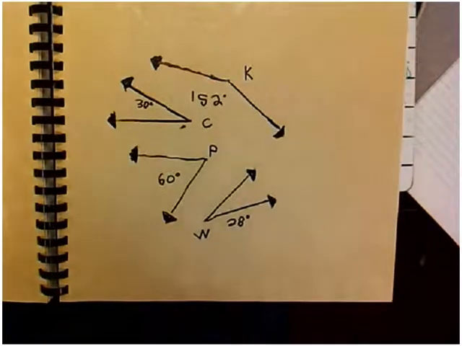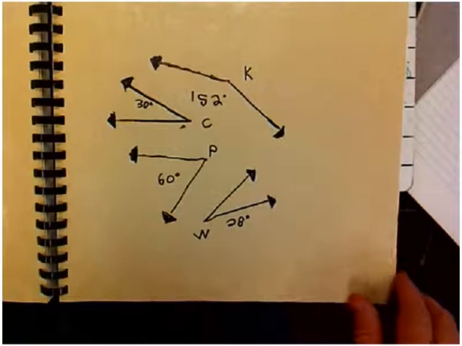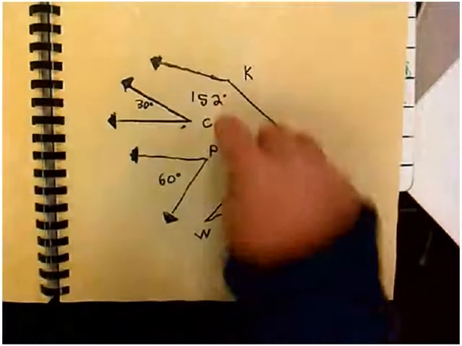All right. What are K and W to each other? Supplements. Yeah, supplementary. One's 152 and one's 28. What is the definition of supplementary angles? They add up to 180. Excellent. So 152 and 28.